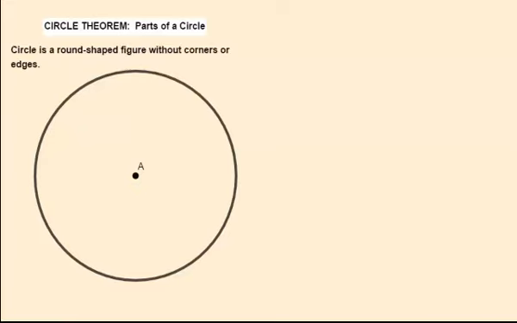But before that, what is a circle? A circle is a round-shaped figure without corners or edges. So you can see that unlike rectangles and triangles, a circle has no corner, no edge. And for every circle, there is a circumference. The circumference is the black curve you see if you are following the pointer. That is our circumference.